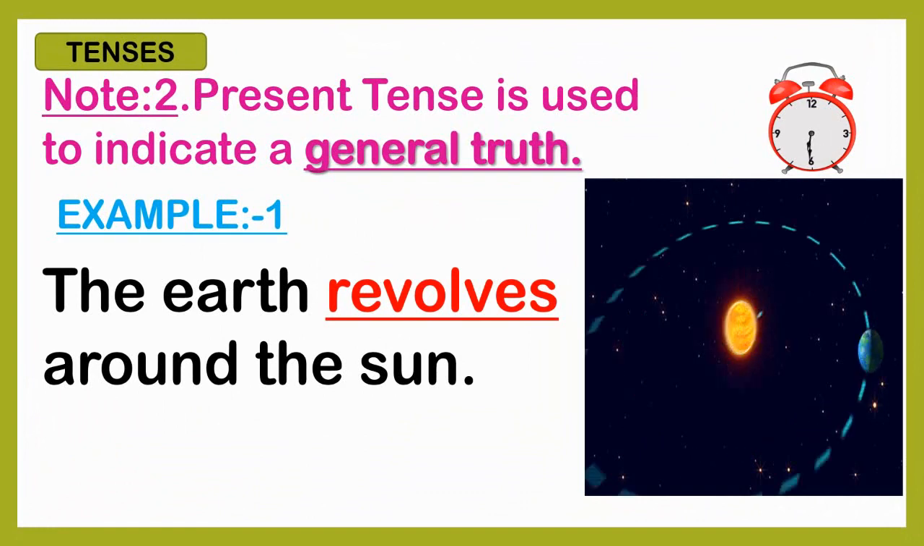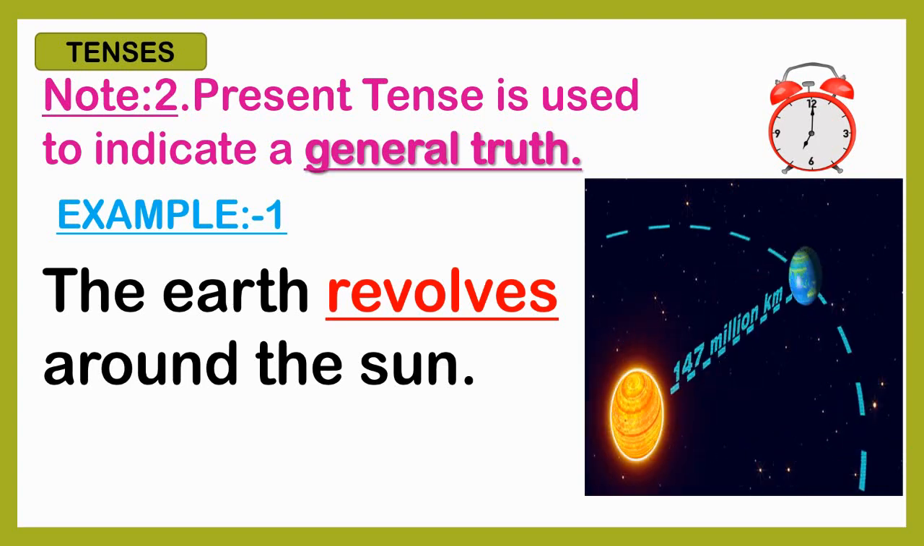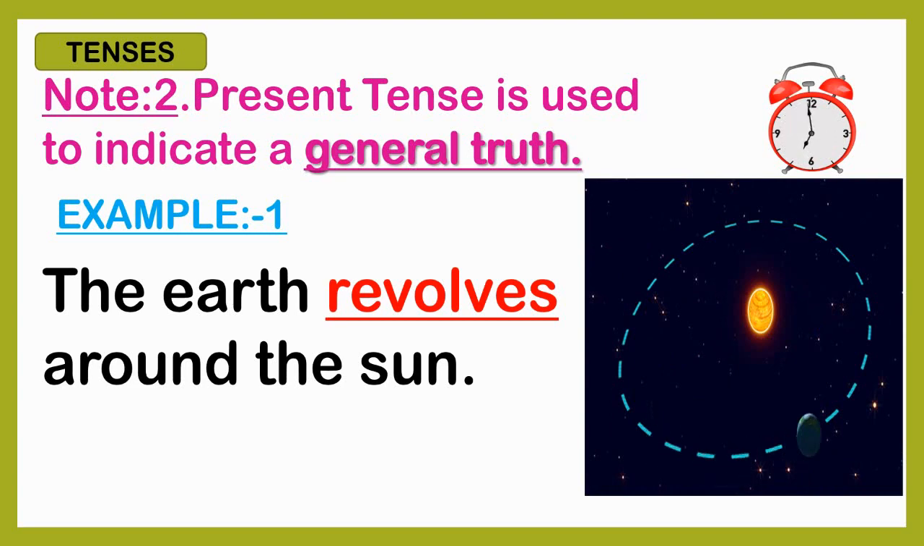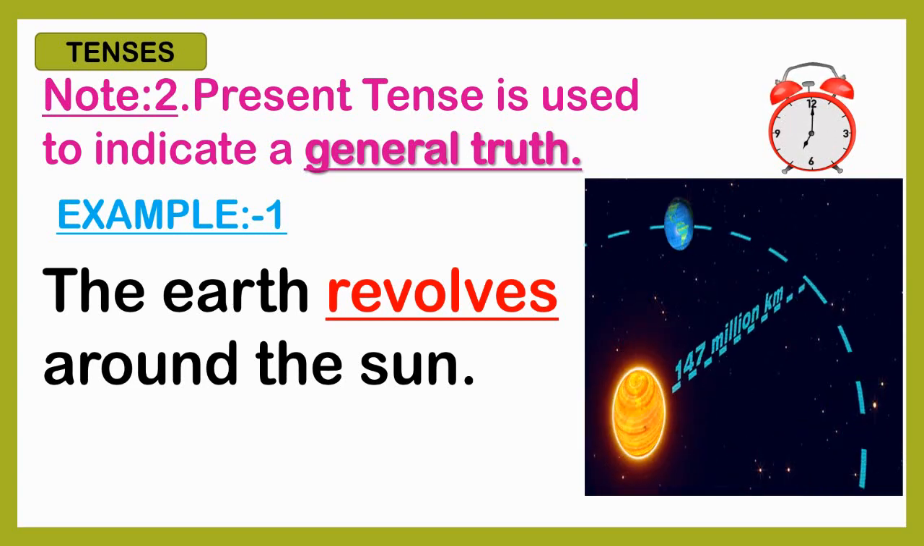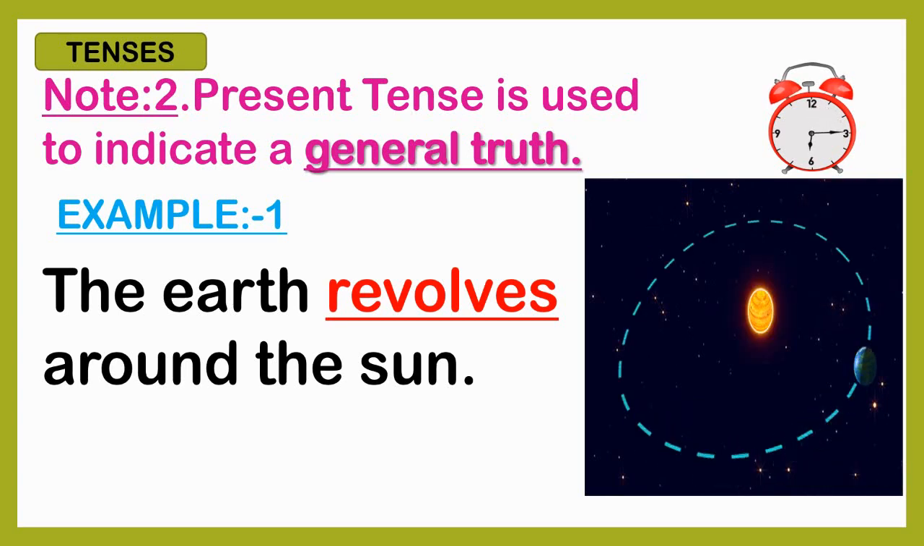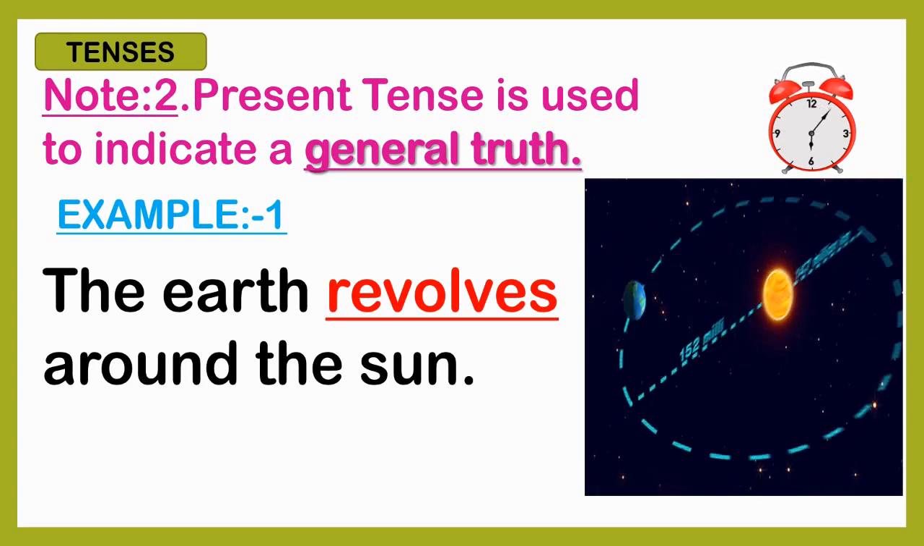Now, here is a second note: present tense is used to indicate a general truth. Now, let's see the example. The earth revolves around the sun. So, children, you can see in this sentence, the verb revolves indicates an action in the present.